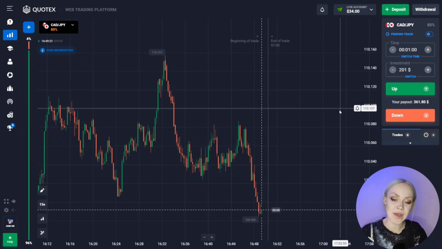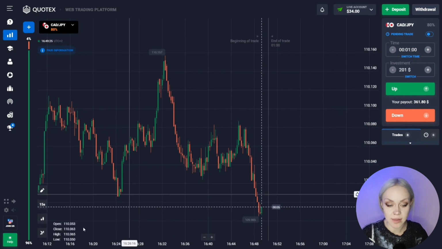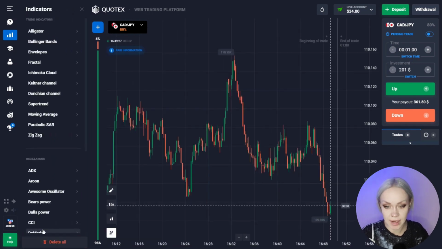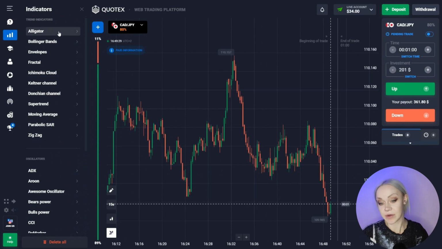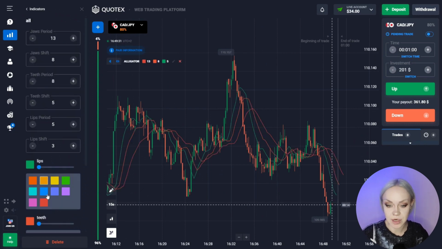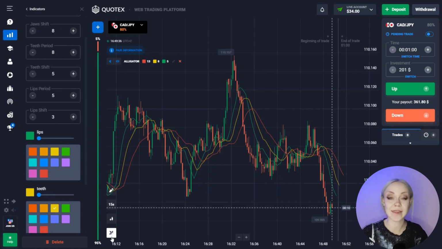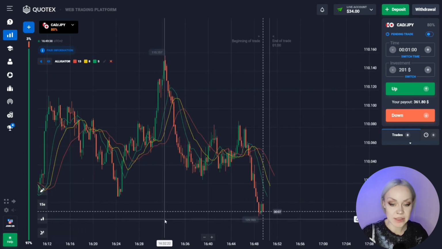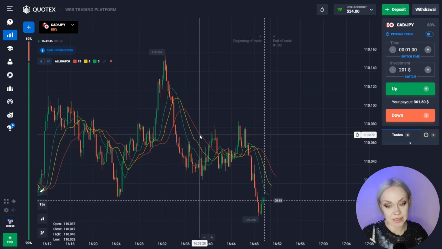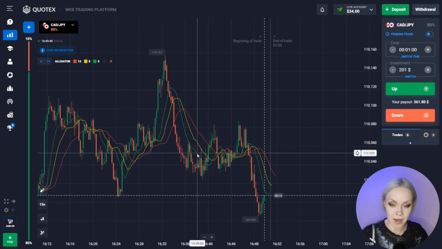And now let's find the first entry point. So to add this indicator, I click on this button and click on the alligator. Now I have three moving averages of different colors on my chart. They are usually called from top to bottom the jaw, teeth, and the lips of the alligator. But so that we don't get confused in these names, I will name them by color.